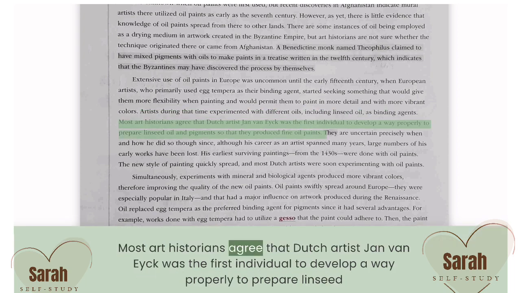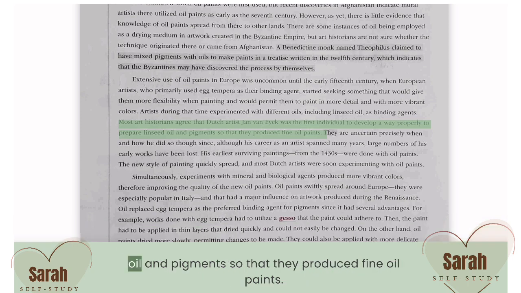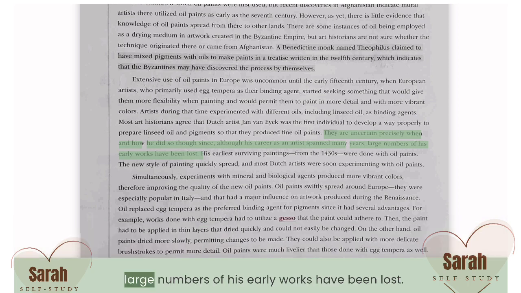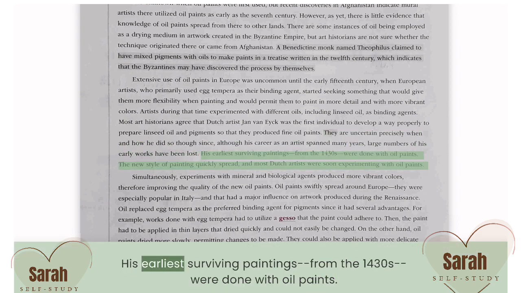Most art historians agree that Dutch artist Jan van Eyck was the first individual to develop a way properly to prepare linseed oil and pigments so that they produced fine oil paints. They are uncertain precisely when and how he did so though since, although his career as an artist spanned many years, large numbers of his early works have been lost. His earliest surviving paintings, from the 1430s, were done with oil paints.